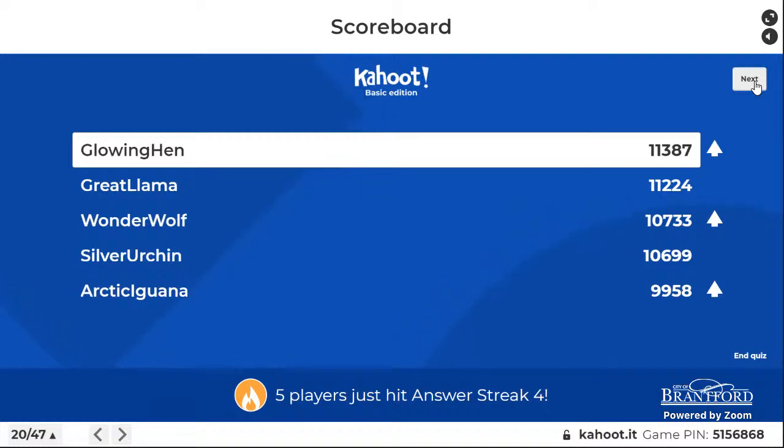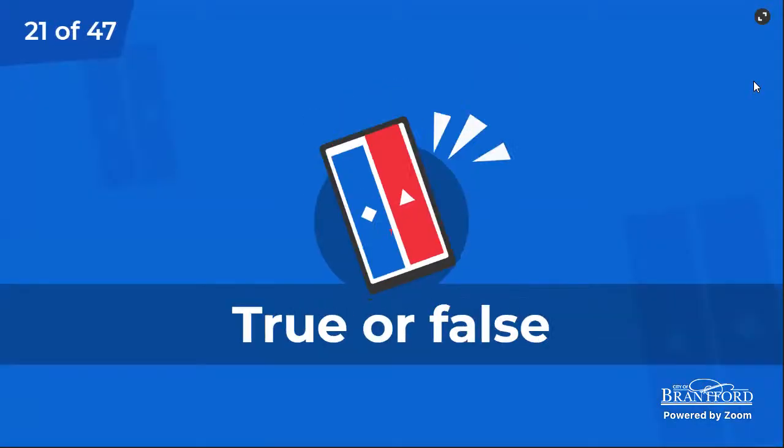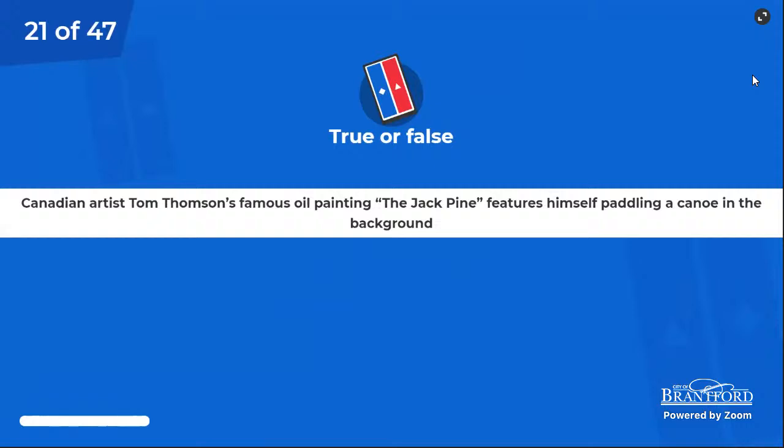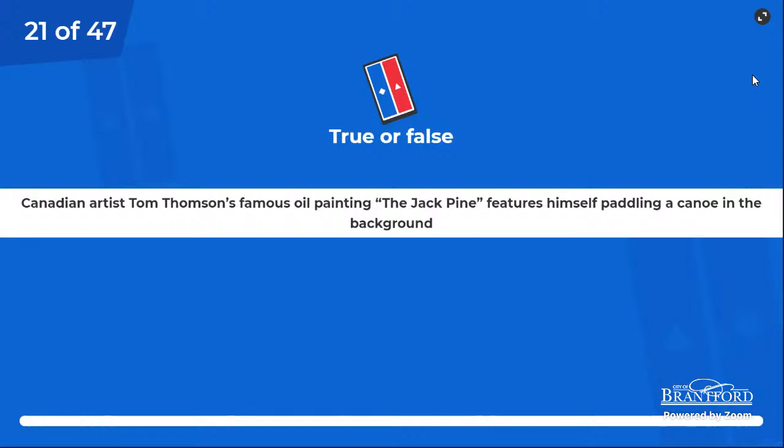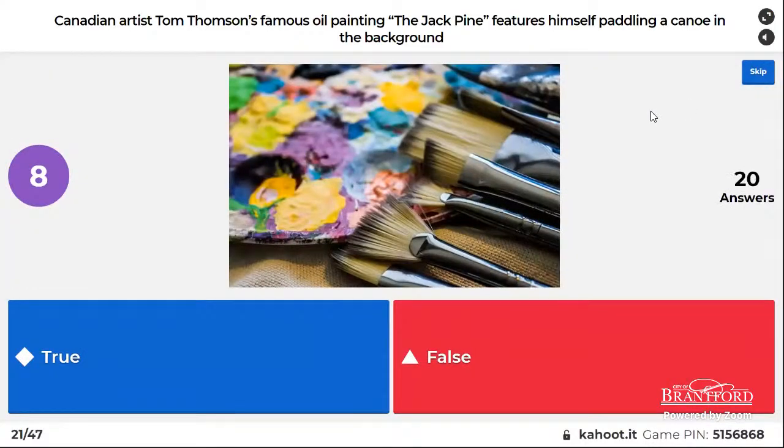Heading on to the next true or false question. Canadian artist Tom Thomson's famous oil painting, The Jack Pine, features himself paddling a canoe in the background. True or false?